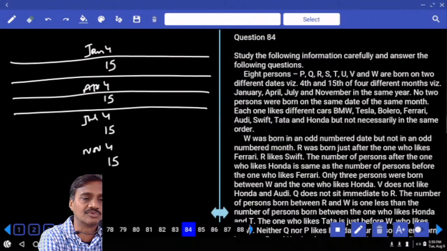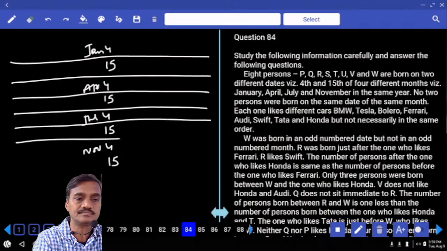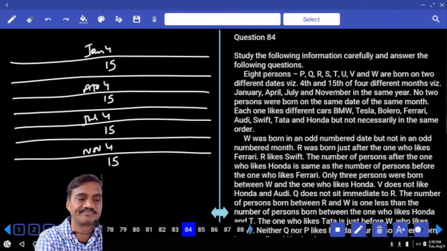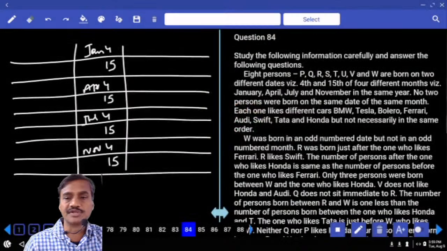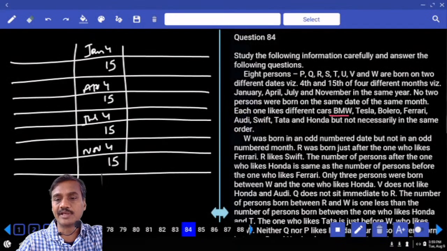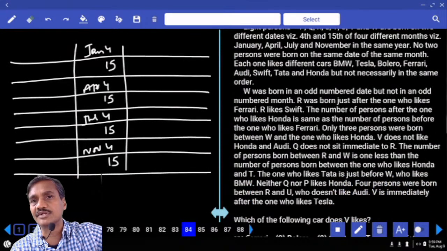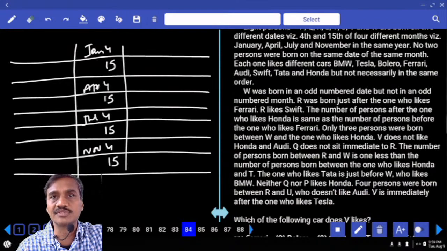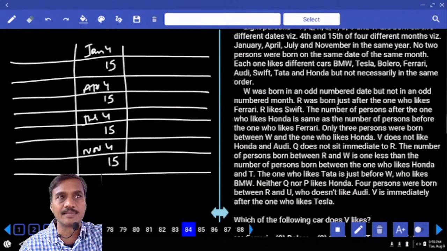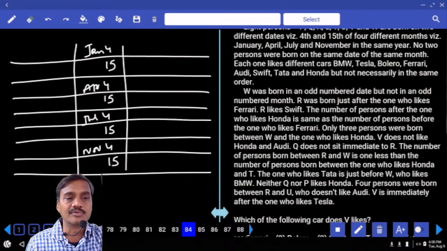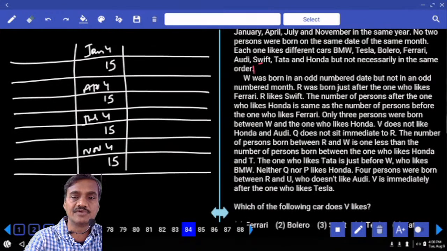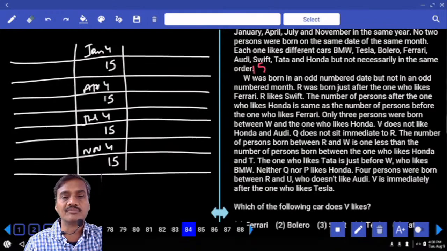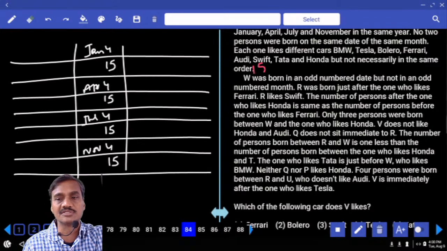Then coming to condition number 1. Now in this condition number 1, 8 persons and 1 parameter is added. As the parameter is added to this one, we need to work this out in the second priority rather than the first priority. Then W was born on an odd number date. W born on an odd number date means W was born on the 15th of a month.